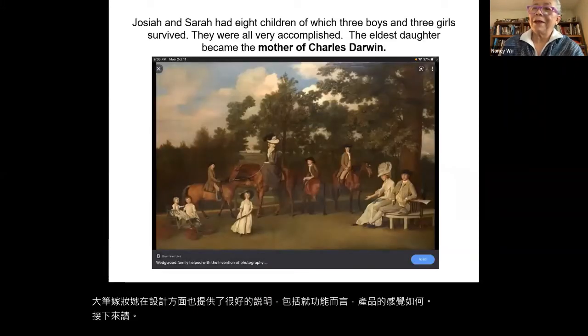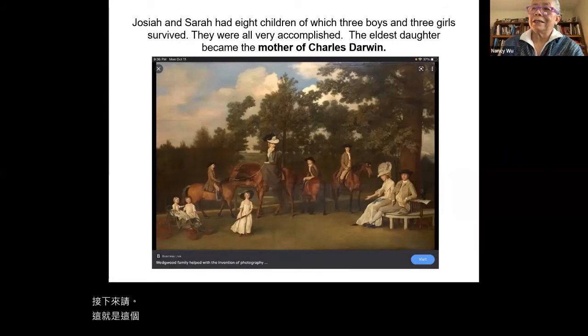And this is their family portrait. They had six children, three boys and three girls.